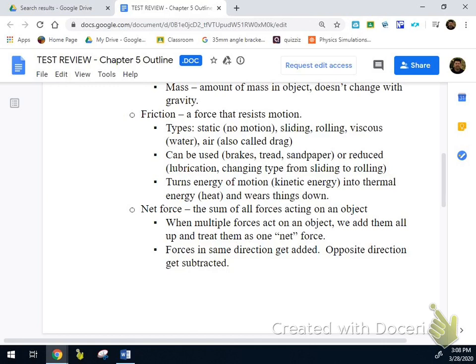We moved on from that to frictional forces. Friction is a force that resists motion. There's a bunch of different types. We had done a lab on this looking at air friction or viscous friction. We looked at rolling and we looked at sliding friction, and we ranked them from most to least in terms of our car.